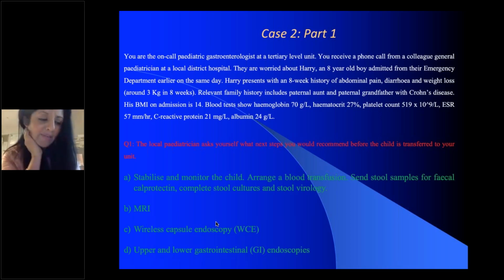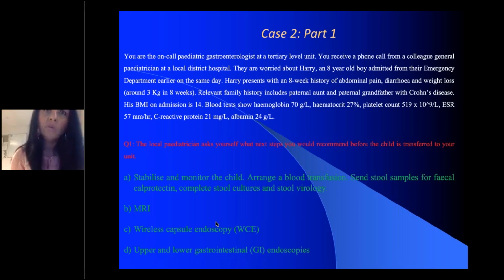I'm not going to give you much time on this because I think this is quite easy. The answer for this is most definitely A. You will want to stabilize and monitor the child. We would arrange a blood transfusion. So this is interesting. I had some answers for B, so I'm going to go through all of these questions with you, okay? Remember, some of my answers have not been full, and I don't think MRI is wrong, but I'm going to talk to you a bit about why it is wrong in this context. So the right answer is A.